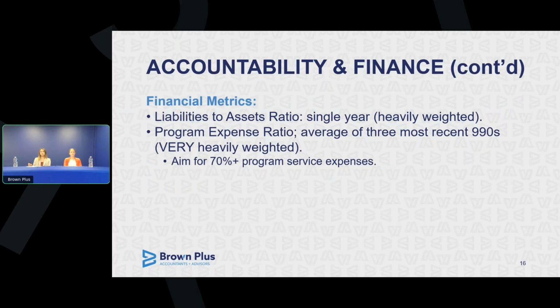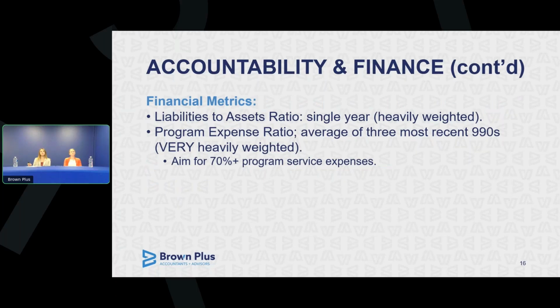They're going to look at some financial metrics. So first item is liabilities to assets ratio. And this is a single year analysis that they'll do. This is fairly heavily weighted. So higher leveraged organizations aren't going to fare as well for this item. And there's only so much you can do about that. But again, it's about awareness.